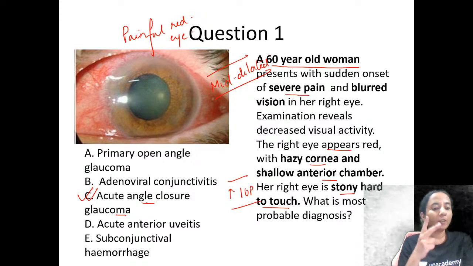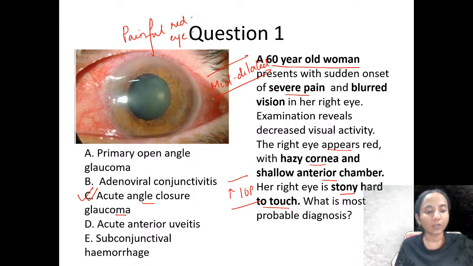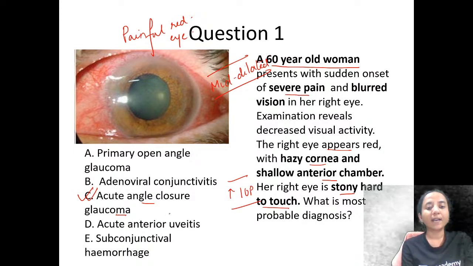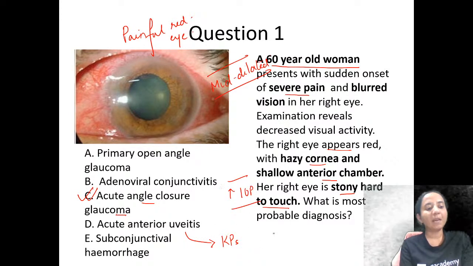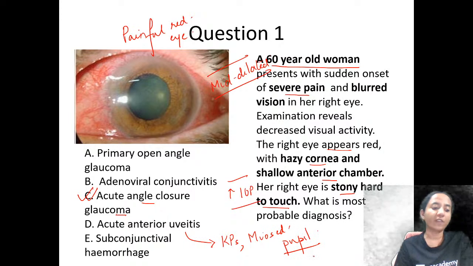Now, there are typically two options with which students usually confuse. One is acute anterior uveitis. Please remember, acute anterior uveitis is also a painful red eye. But here, typically, they will mention keratic precipitates on the cornea, which are inflammatory deposits on the posterior surface of the cornea. And the pupil is typically myosed, not a dilated pupil. In acute anterior uveitis, the pupil is myosed because of ciliary spasm.